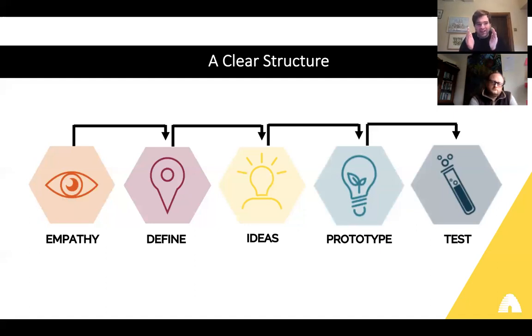This is when you define your innovation challenge question. In a sense, you define your innovation direction. And we develop what we call how might we questions. It's a real simple formulation. You've gathered loads of insight from your customer in the empathy stage.